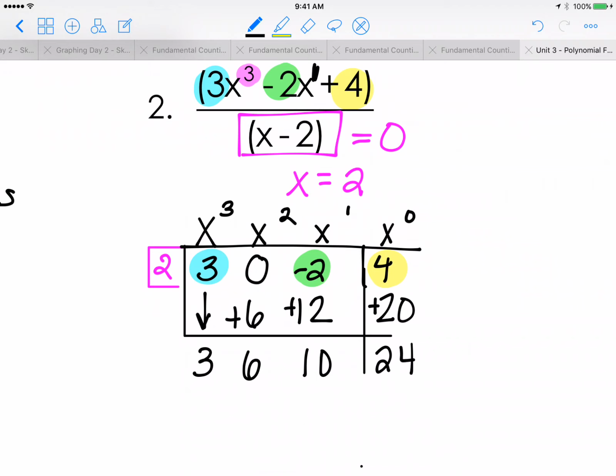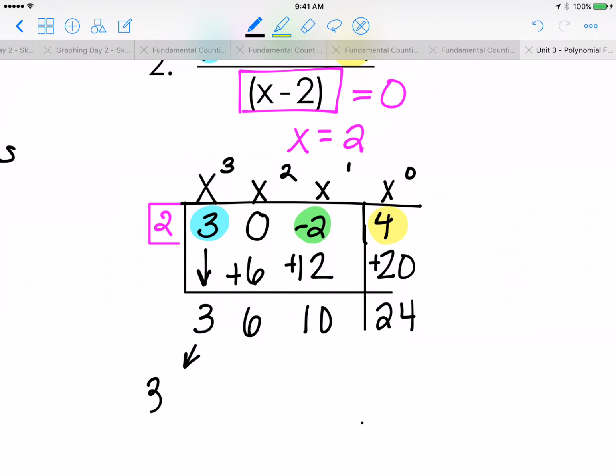So remember, we started with an x cubed. So our first coefficient is going to be 3x, one less than x cubed, so x squared, plus 6x plus 10. So we go down, so it's 2, 1, and then 0. And then again, here is your remainder.